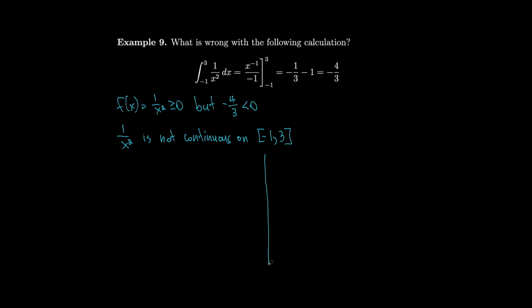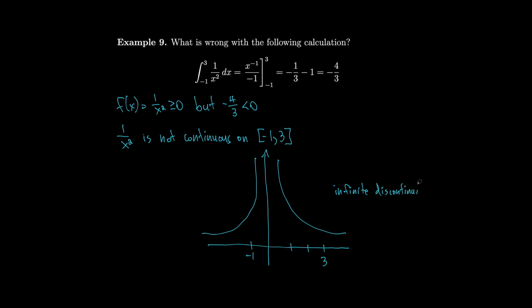You can see that by looking at the graph. So it's this positive function. It's just like 1 over x, it's always positive. Here's -1. Here's 3, say. Notice that there is a giant discontinuity over there. There's an infinite discontinuity at x equals 0. And that discontinuity messes things up so much that this integral actually doesn't exist at all. So you have to be super careful. In general, you can only apply the fundamental theorem of calculus to functions that are continuous.